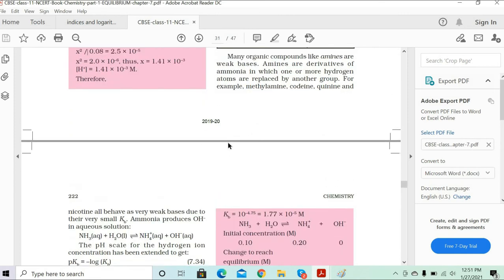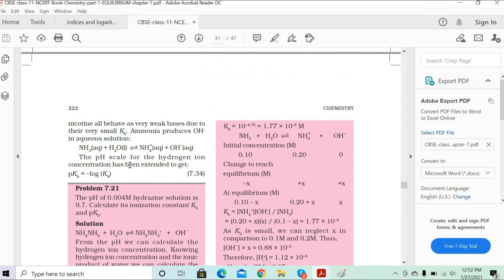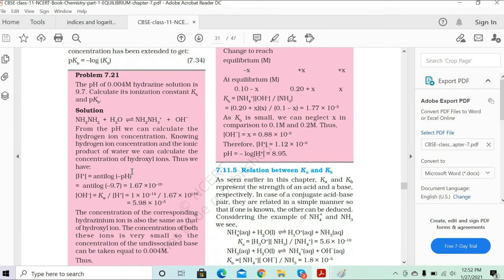Now, many organic compounds like amines are weak bases. Amines are derivatives of ammonia in which one or more hydrogen atoms are replaced by another group. For example, methylamine, codeine, quinoline, and nicotine all behave as very weak bases due to the small Kb value. The smaller the Kb value, the weaker the base will be. Got it? Ammonia produces OH ions in the aqueous solution. So here also, the pH scale of the hydrogen ion concentration has been extended, so pKb will be given as minus log of Kb. Again, the same thing. The method remains the same, no confusion. And let's go to example problem 7.21 now.